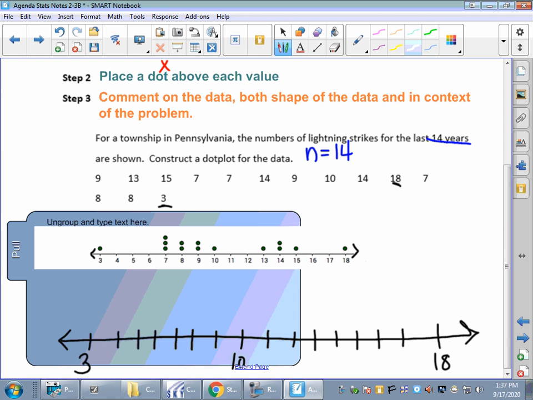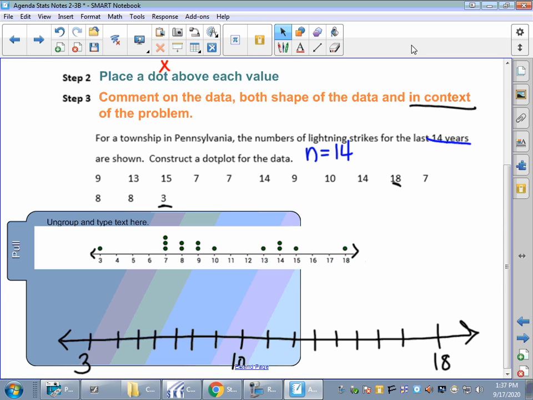So they use dots. Like I said, I use X's. I just learned it that way. And if we were going to comment on this, I'd say there were mostly between 7 and 10 lightning strikes in Pennsylvania over the last 14 years. It went as low as 3 lightning strikes in a year and as high as 18. I commented it in context, so in terms of lightning strikes. Sometimes that's the hardest part. Everybody can make a dot plot.